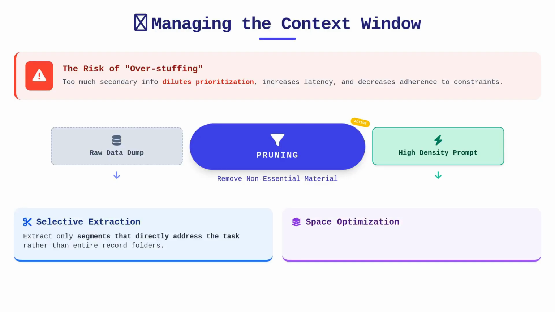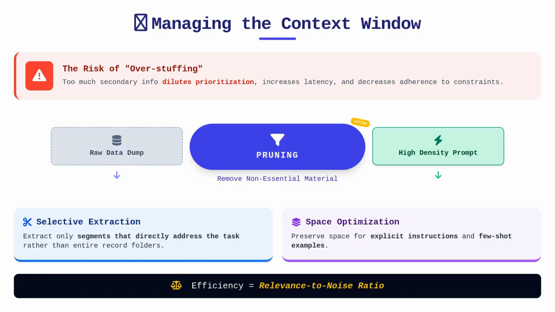If you are providing snippets for summarization, you should selectively extract only the segments that directly address the specific task at hand rather than dumping an entire folder of records. This strategy preserves space for more explicit instructions or few-shot examples, effectively increasing the density of relevant information within the available context window. Efficiency, in this context, is defined by the relevance-to-noise ratio, and you are the arbiter of that balance.